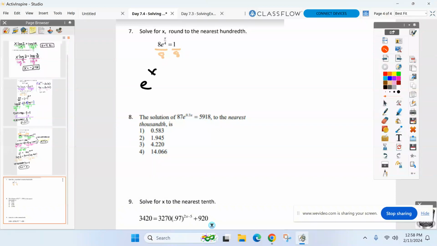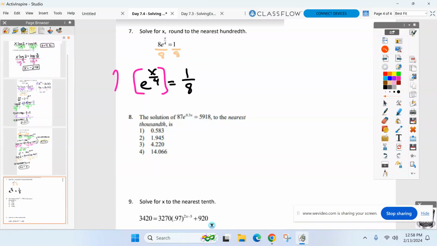e to the x over 4 equals 1/8. All right, what do you think? Take a shot? Then do it your way. Bring down the 1/4 and log both sides. I'm going for it. I'm taking the natural log of both sides now. All right, take the natural log of both sides.